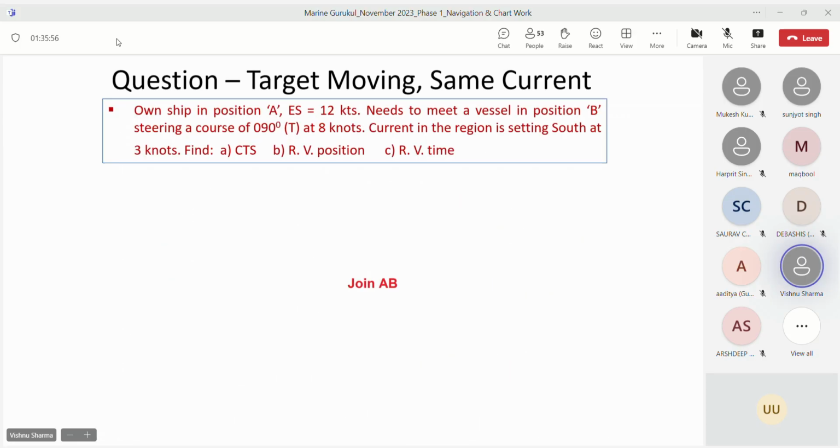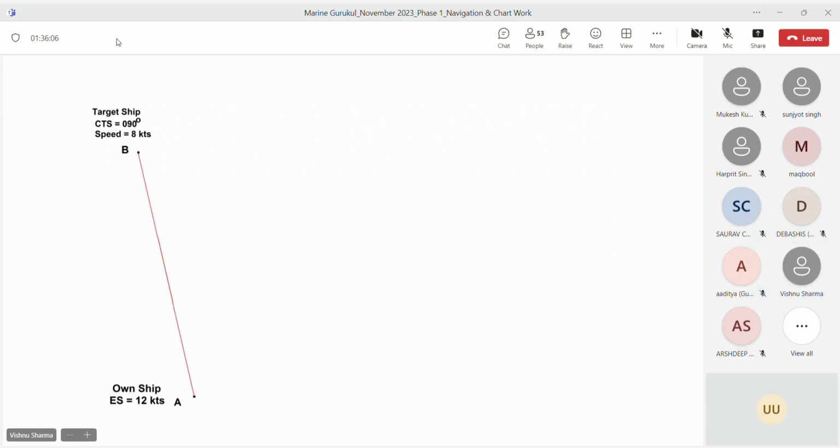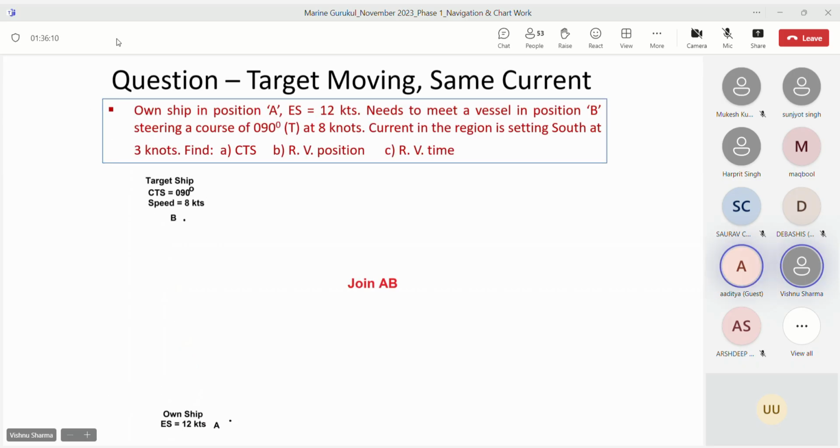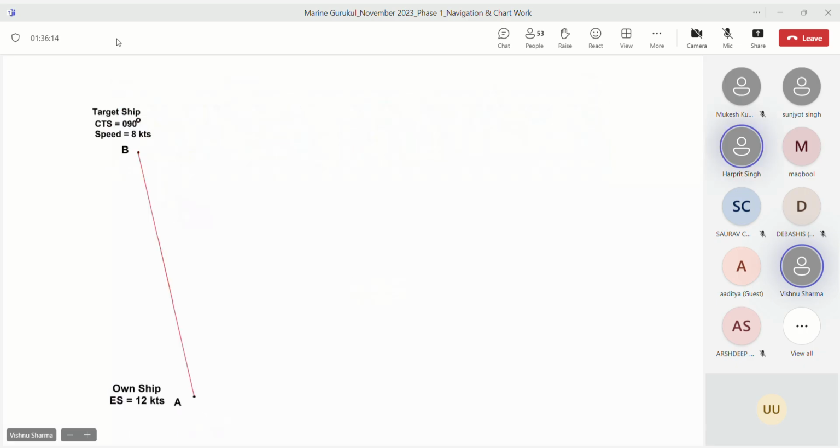This we have just done. Current in the region is setting south. Both have their own movement. We have already discussed this. Join AB. Now I'll ask you here. Join AB. Next, current acting on both is, or there is no current. Current is south at 3 knots. Okay. South at 3 knots, sir.